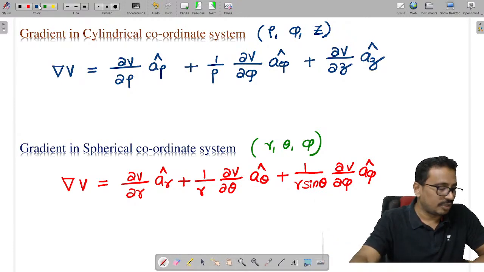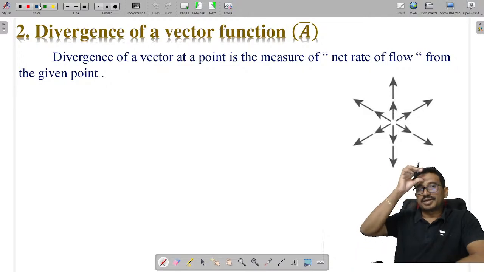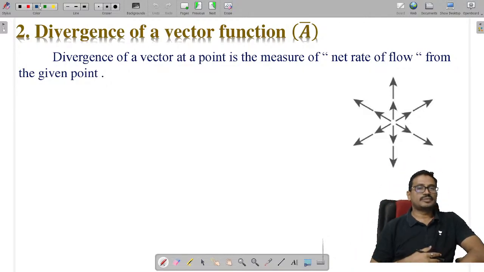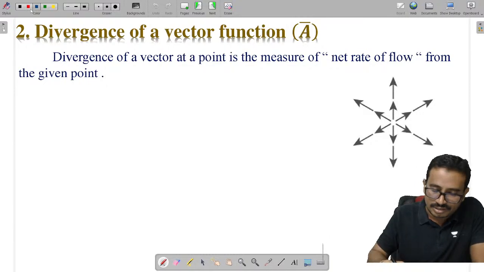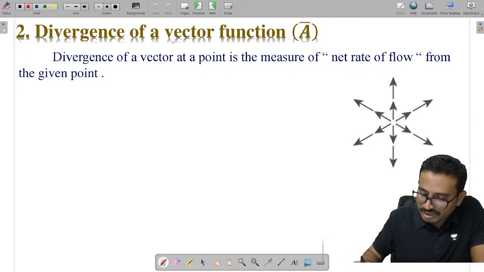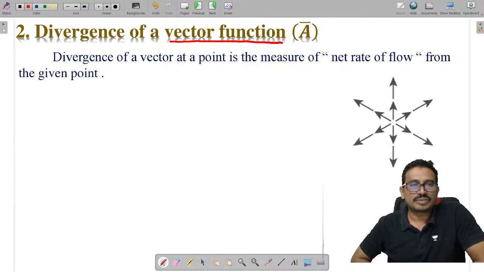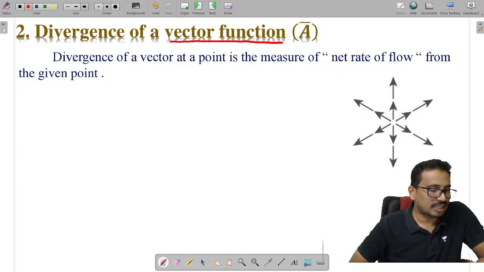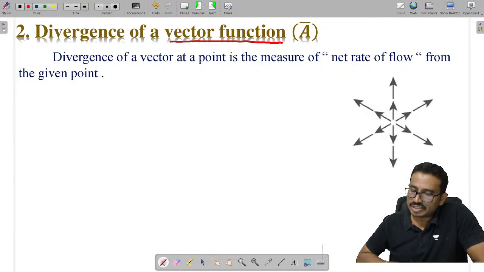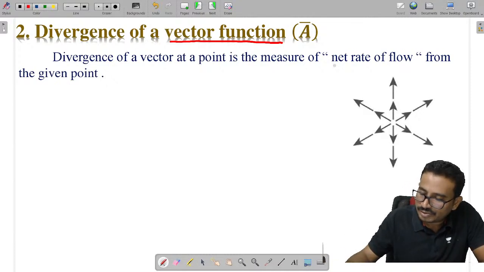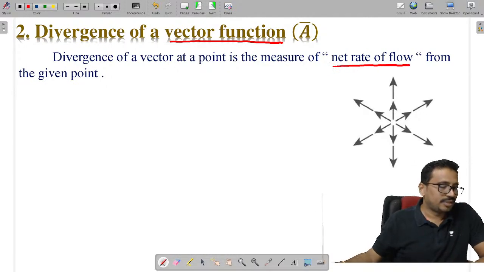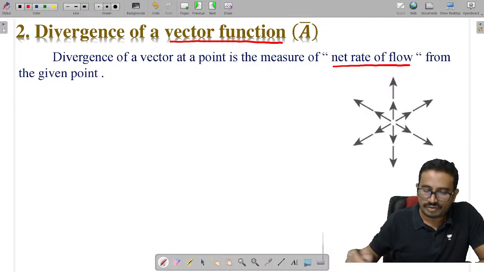Fine, next topic, all of you tell me. Next we talk about the divergence of a vector function. Look here carefully. Divergence is defined for the vector quantity, remember. So divergence is defined for what, you tell me? Vector function. What divergence means is that it gives a measure of the net rate of flow.